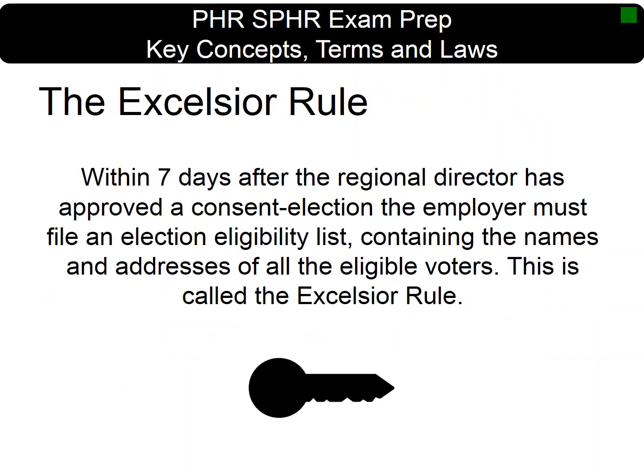Within 7 days after the regional director has approved a consent election, the employer must file an election eligibility list containing the names and addresses of all eligible voters. This is called the Excelsior Rule.